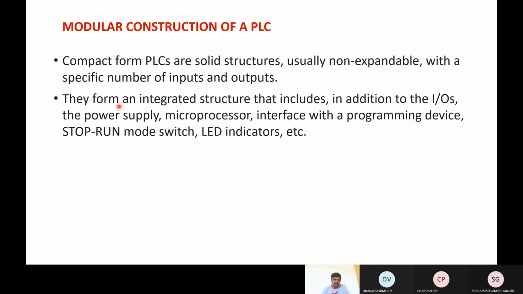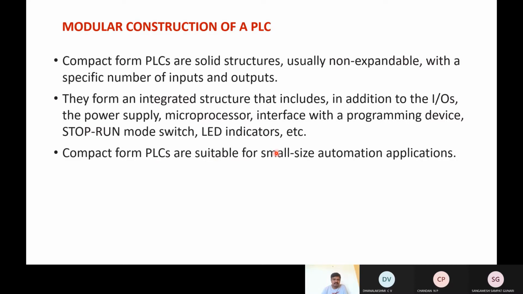In compact form, they form an integrated structure that includes, in addition to input-output modules, the power supply, microprocessor, interface with a programming device, stop-run mode switch, LED indicators, etc. So these are all part of compact form PLCs. It is like a complete assembly of the PLC. Compact form PLCs are suitable for small size automation applications because the number of inputs and outputs are fixed.